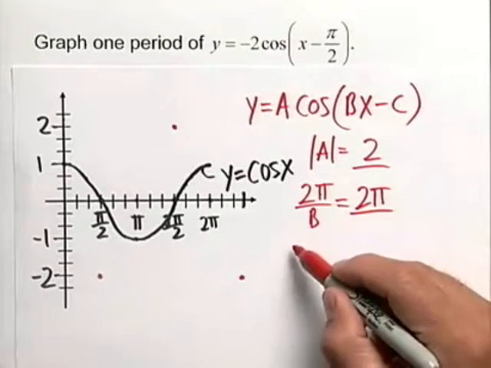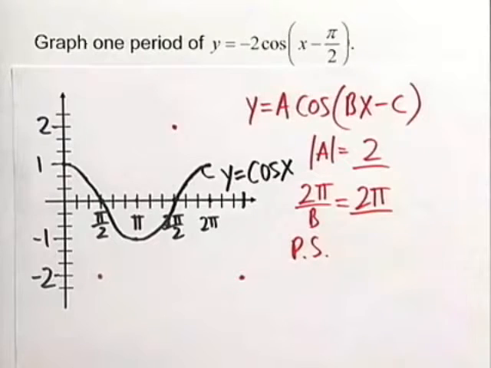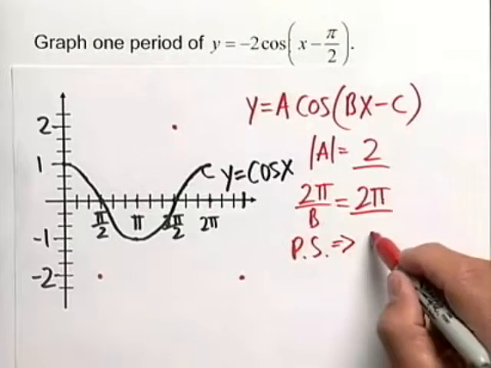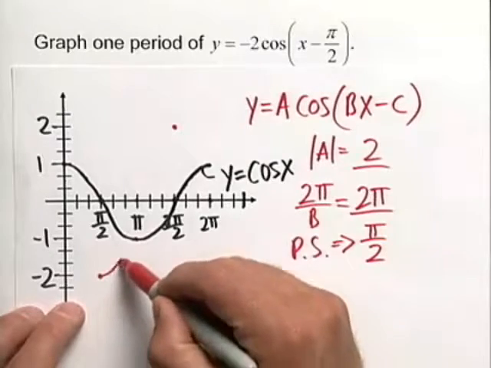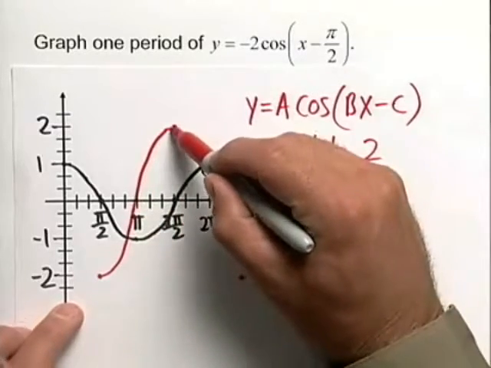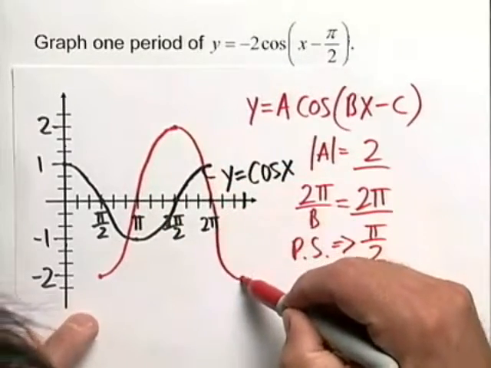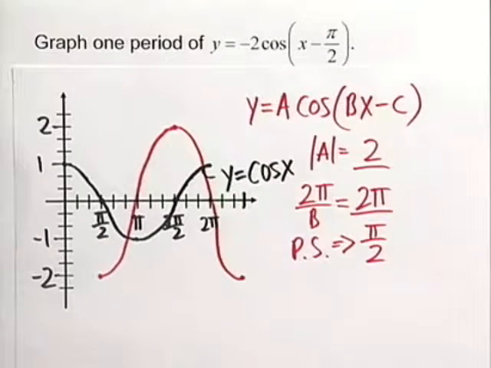And then we can talk about the phase shift, which I'll label PS for you. The phase shift in this case is c, which we have as being pi halves. So to draw one period of this, I have some points here already drawn. Go up like that. It's a beautiful looking cosine graph. And let's talk about where this comes from.